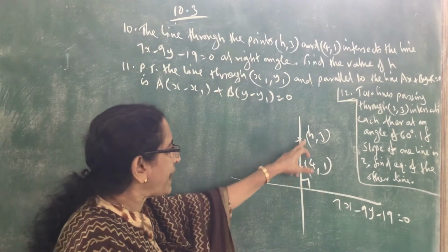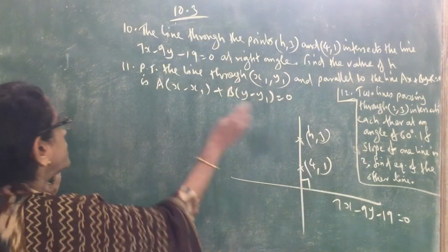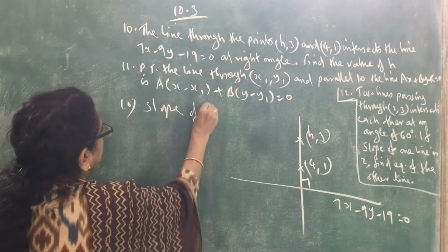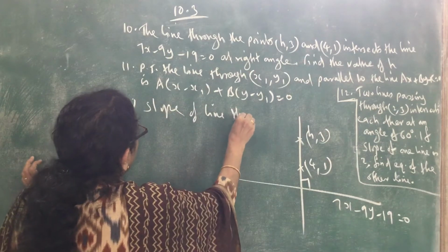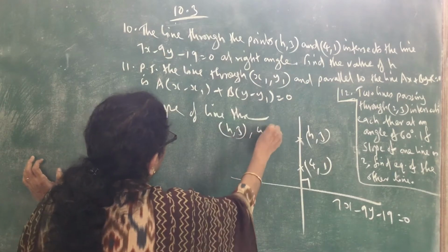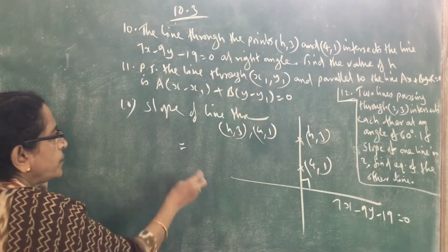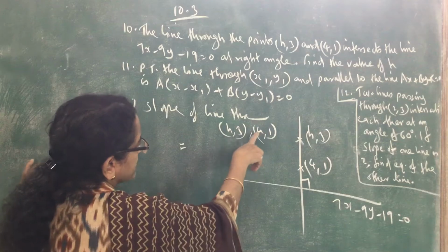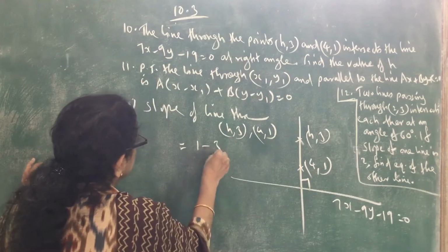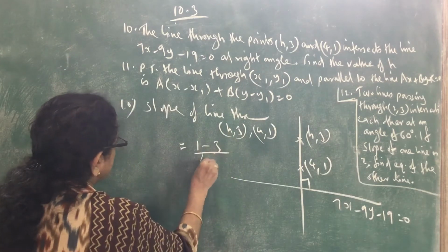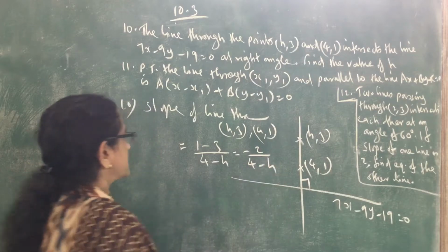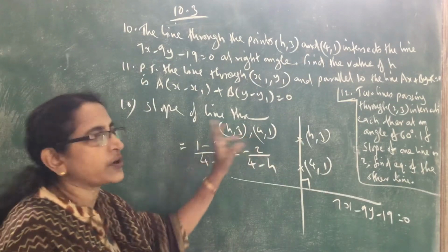So the slope of the line passing through these 2 points, the line through (h, 3) and (4, 1), is equal to (y2 minus y1) by (x2 minus x1). That is (1 minus 3) divided by (4 minus h). That is equal to minus 2 divided by 4 minus h.